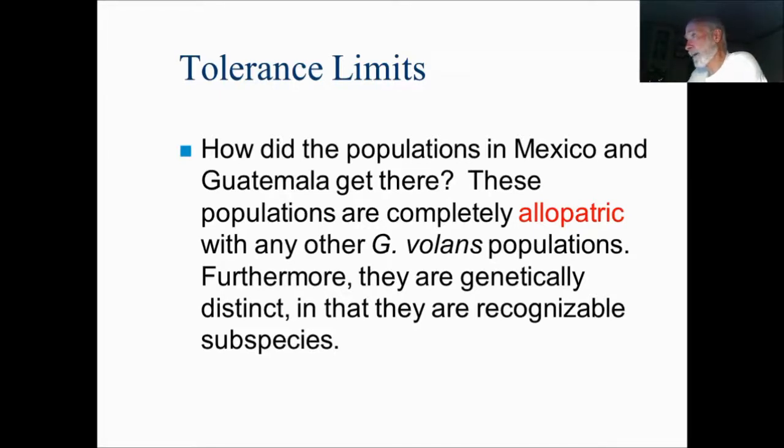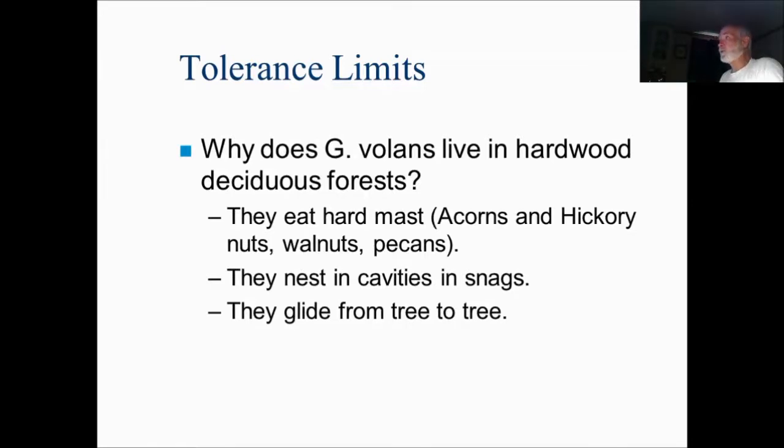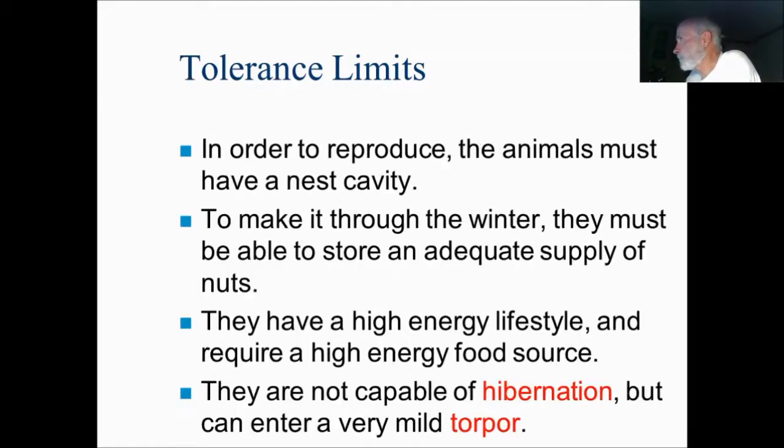And about 30 million years ago, the genus Glaucomys split off from Eoglaucomys and managed to get across the Bering Strait, the Bering Land Bridge, across Beringia into Alaska, and then south from there into the United States. The southern part of that range extension included Glaucomys volans, and that's the one that we have down here. So they made it all the way down into Mexico, living in these hardwood deciduous forests, eating hard mast, so acorns, hickory nuts, walnuts, pecans, things of that sort. They live in cavities in dead trees, so in snags, and they glide from tree to tree.